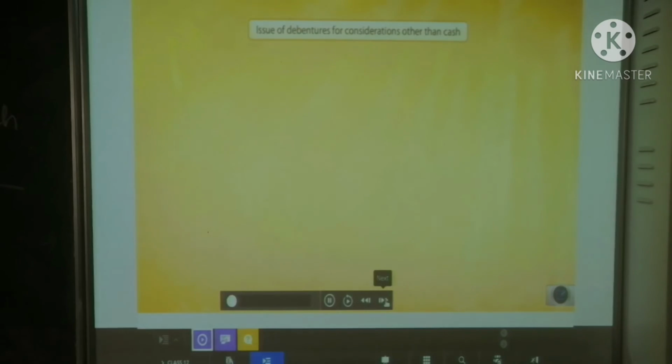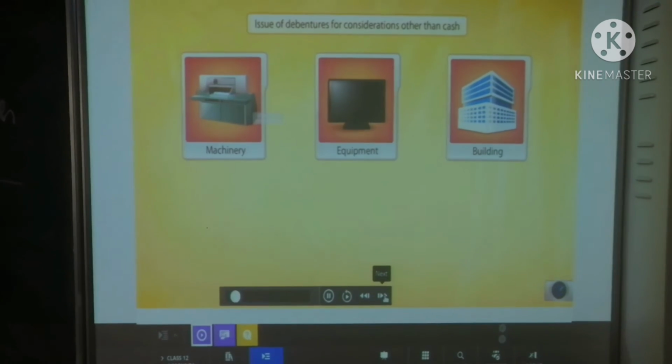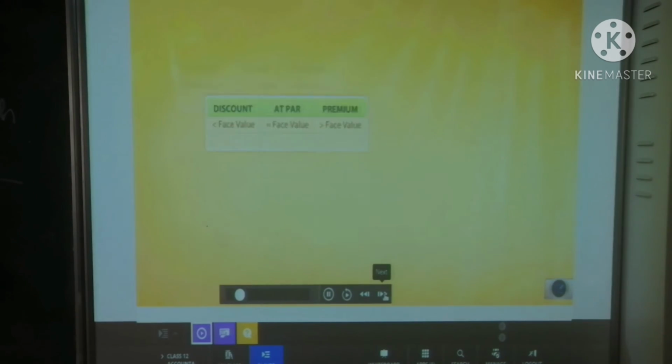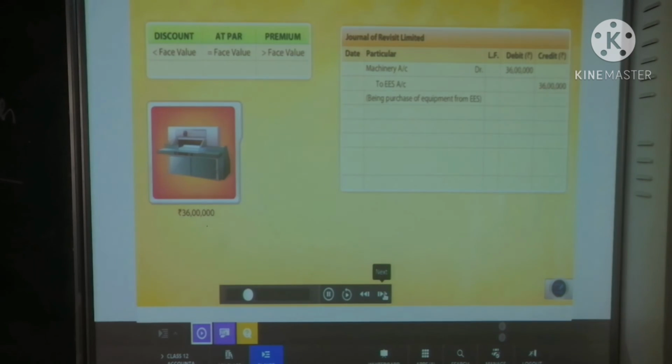An issue of debentures for considerations other than cash can also be made to purchase assets. Such an issue can be made at a discount, at par, or at a premium. A company purchased machinery worth 36 lakh rupees from EES Limited. The purchase was made by issuing debentures to EES. The first journal entry records the purchase of assets. The machinery account is debited to record the increase in assets.